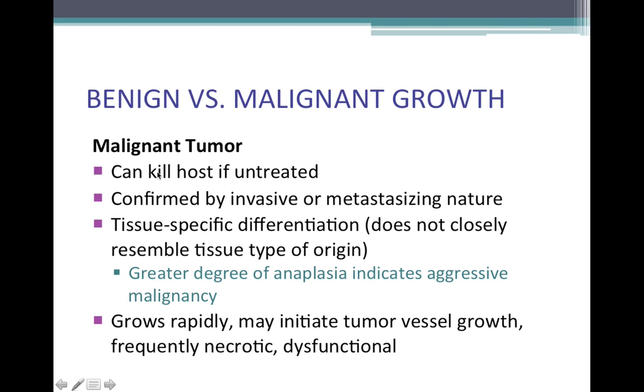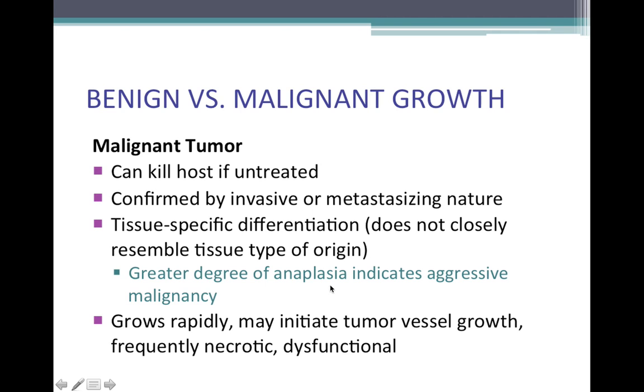Now, malignant tumors can kill a host if untreated because these cells are dividing rapidly and uncontrollably and also spreading to other tissues. This can be invasive to that tissue or organ, and that can diminish the function of that organ over time. Typically, malignant tumors have tissue-specific differentiation where the cells that are malignant don't closely resemble the tissue of origin. So for instance, if you had a primary malignant tumor of the liver, the malignant cells in the liver probably won't resemble liver cells, even though they may have started in the liver.